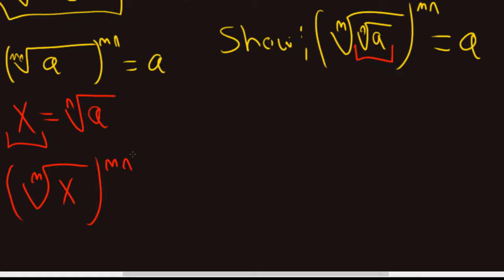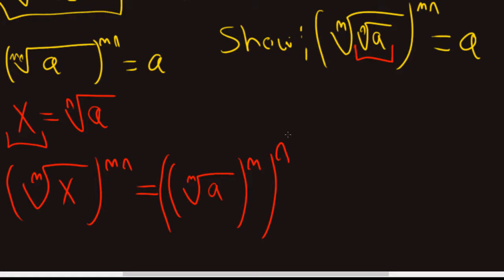Well, what does that get us? Hopefully we remember our exponent rules, but one of our exponent rules is that if we have a power times another power, we can also write it like this: the mth root of A raised to the m power, all that raised to the nth power. Again, this follows from exponent rules in Algebra 1.